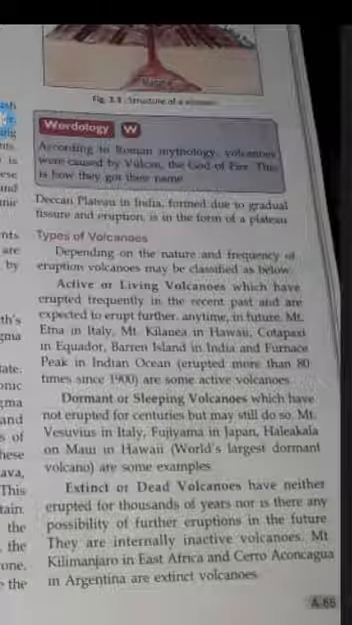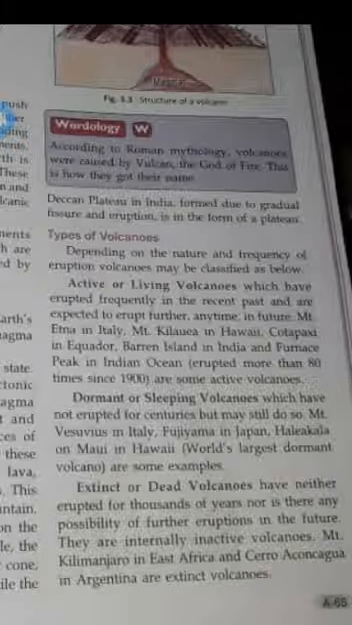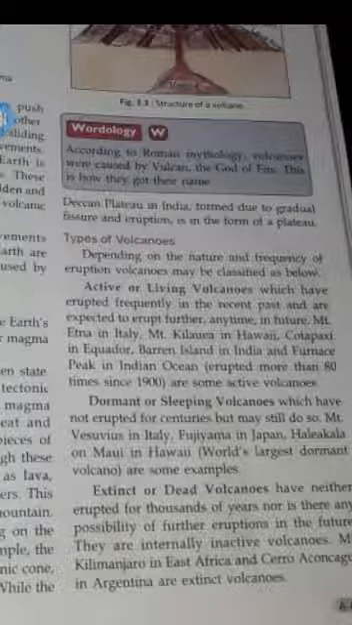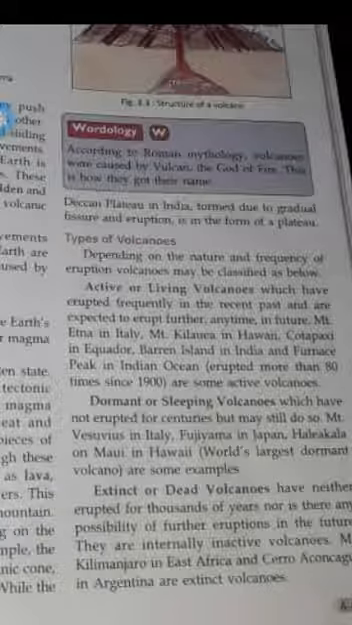Number 1, active or living volcanoes, which have erupted frequently in the recent past and are expected to erupt further anytime in future. Mount Etna in Italy, Mount Kilauea in Hawaii, Cotopaxi in Ecuador, Barren Island in India, and Furnace Peak in Indian Ocean erupted more than 80 times since 1900 and are some active volcanoes. So all these are the examples of active volcanoes. Means they can erupt anytime.